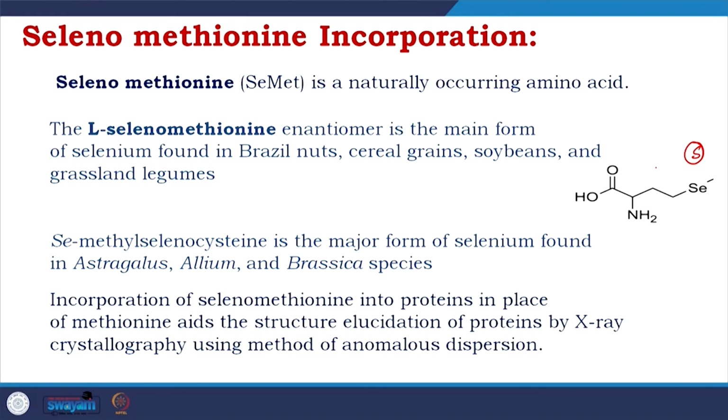Incorporation of selenomethionine into protein in place of methionine aids the structure elucidation of protein by X-ray crystallography using the method of anomalous dispersion. So, here you introduce the codon and then it would be having those selenium. Selenium is a heavy atom, it is giving you a lot of electrons, and you solve the structure by using anomalous dispersion.